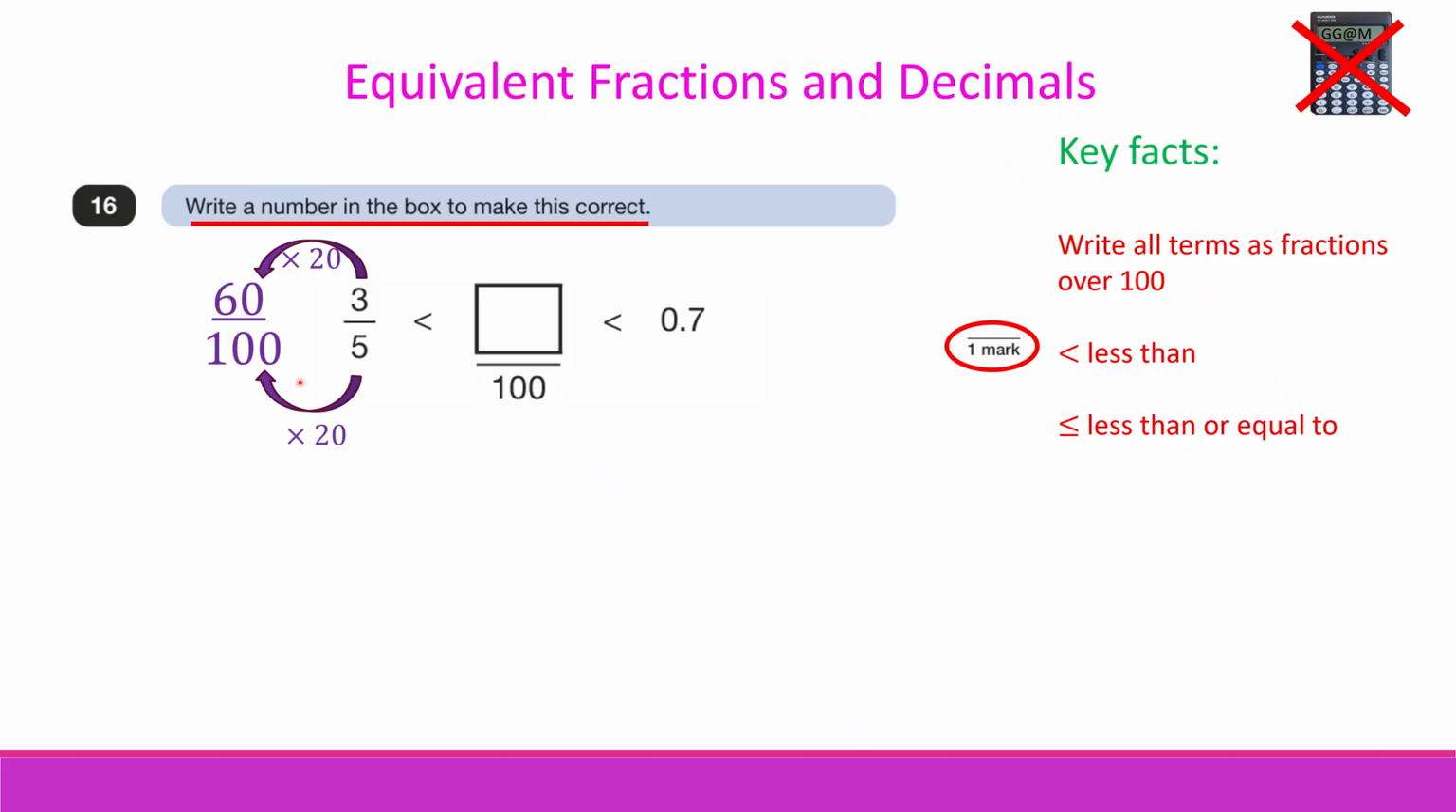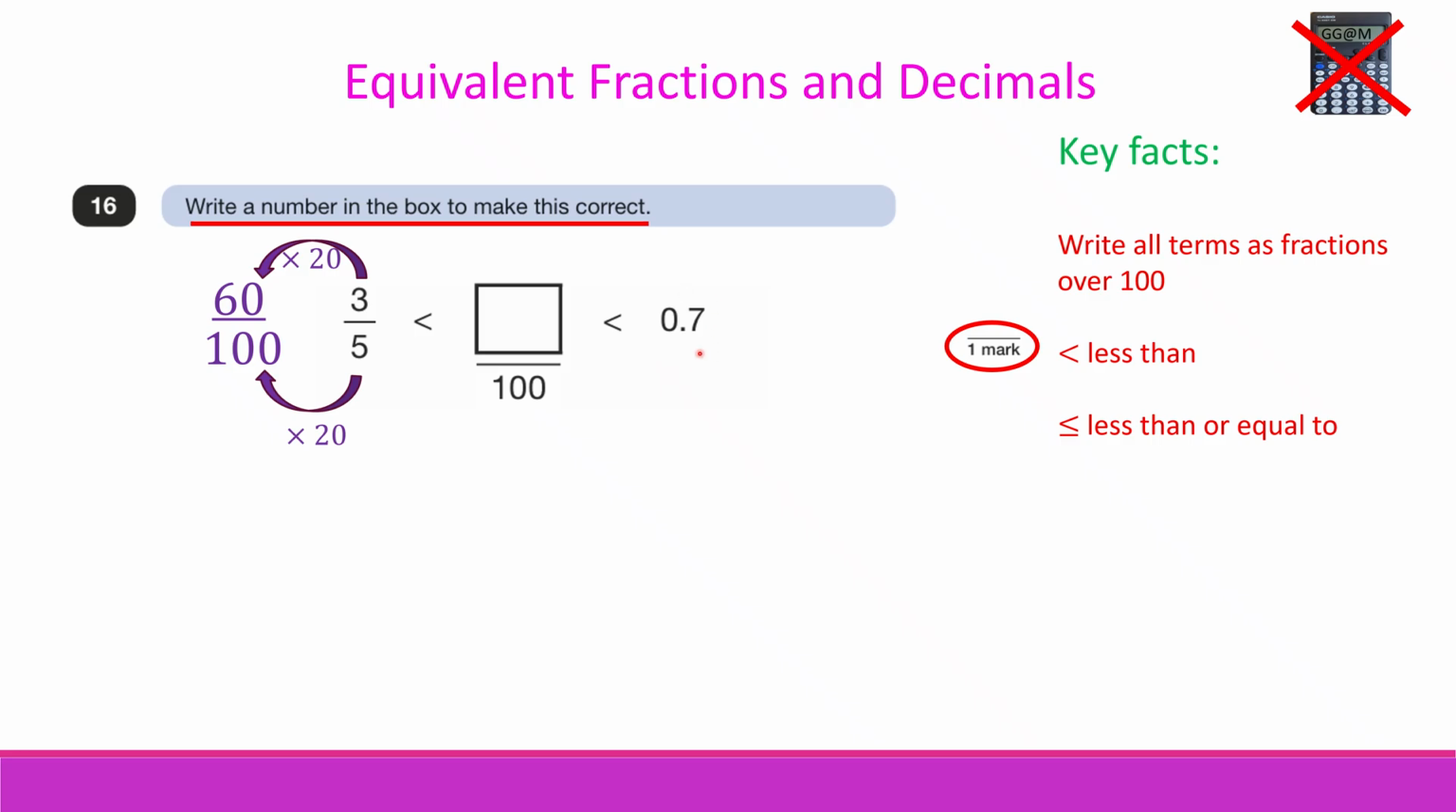So the denominators are now the same. So the number in the middle has got to be bigger than 60. It cannot equal 60 because it doesn't have this line in here. So it could be 61, 62, 63, 64, 65, 66, carry it on. We don't know how big the number could be, but it's any number bigger than 60, but not equal to 60.